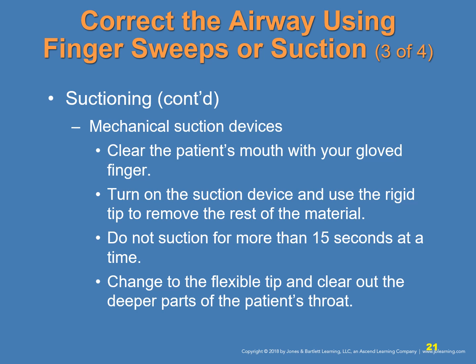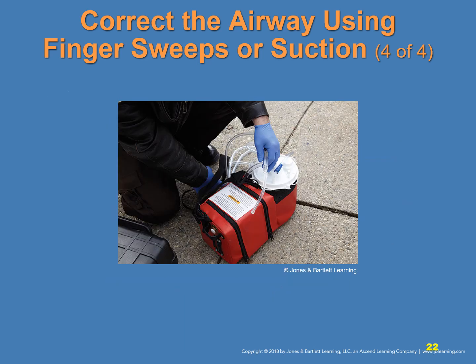Check the patient's mouth for large pieces of material with your gloved finger. Turn on the suction device and use the rigid tip to remove most of the remaining material. Do not suction for more than 15 seconds at a time because the suction also draws air out of the patient's airway. Change to a flexible tip and clear out material from the deeper parts of the patient's throat. This is a battery-powered suction device.